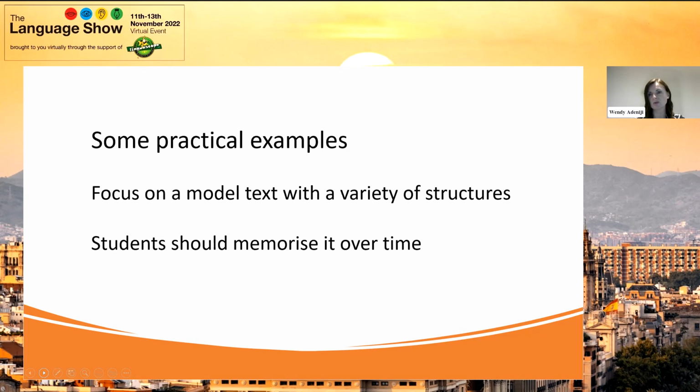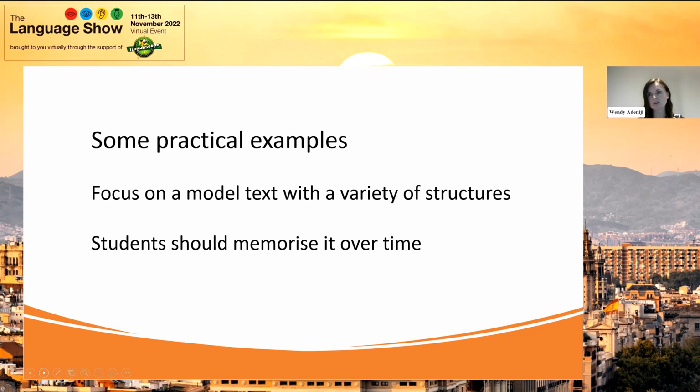So first of all, the importance of using a model text is it's important for students to see what a good one looks like. So I think sometimes they can be surprised at how simple a text can be as well. So it doesn't have to be too complicated to get good marks.